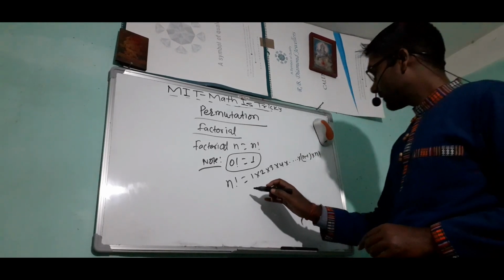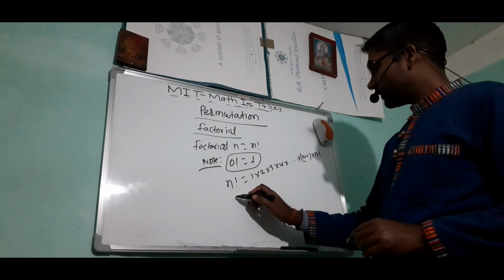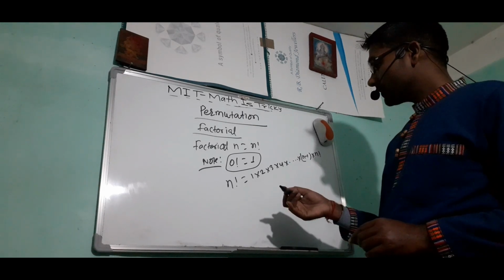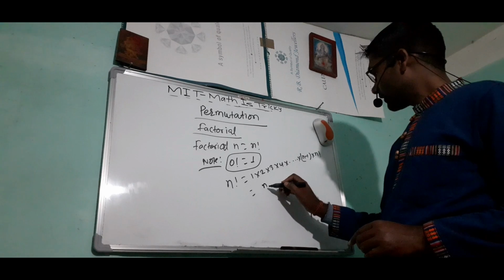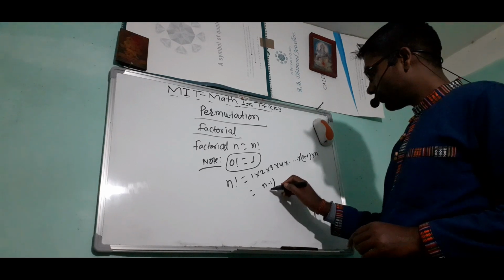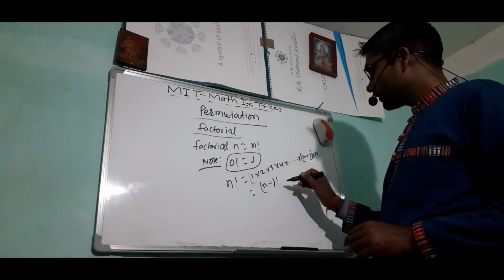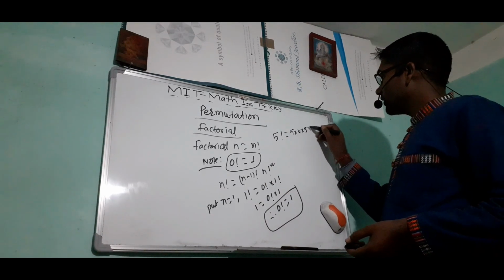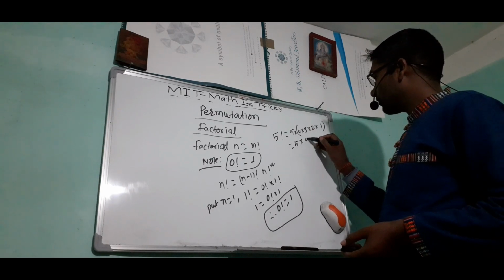So for n factorial we can write it like this: if we take up to n minus 1, it will be n minus 1 factorial. Let's see 5 into 4 into 3 into 2 into 1. If we take only this much, it is going to be 5 into 4 factorial.